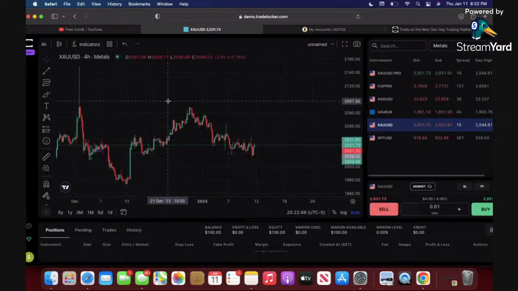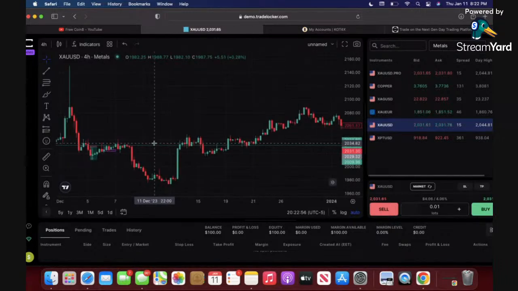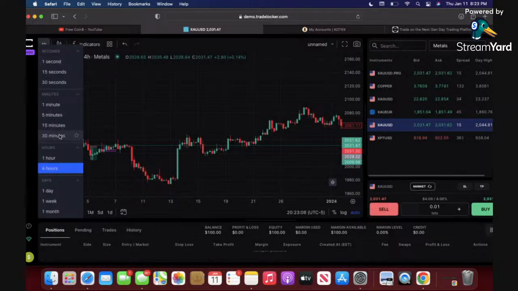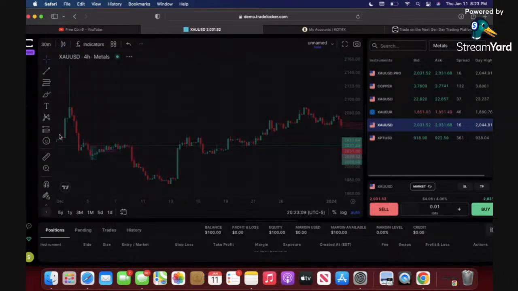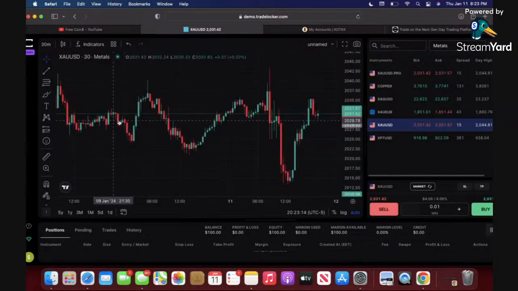As y'all can see, I'm on gold right now, 4-hour candlesticks. So each one of these candlesticks is a 4-hour time span. I'm on a 4-hour chart. So if I went to a 30-minute, let's just say hypothetically, right? I'm sorry, moving a little slow right now. Now we're on a 30-minute chart. So each one of these candlesticks, red or green, will be a 30-minute time span.